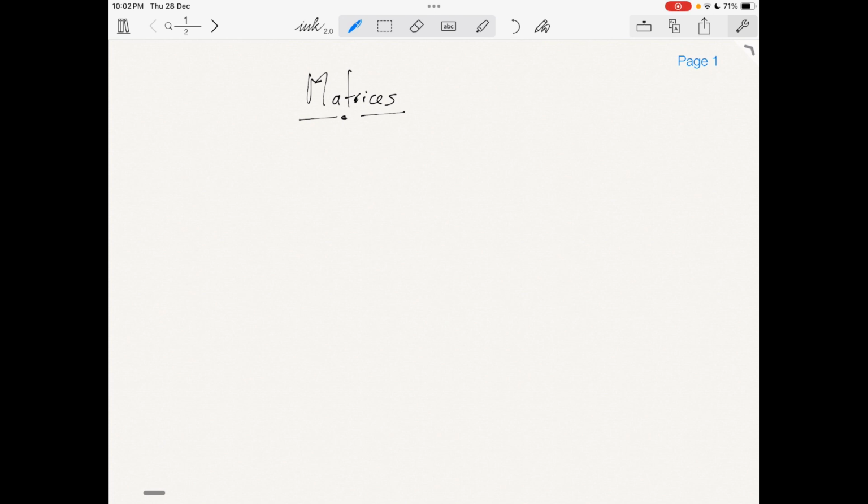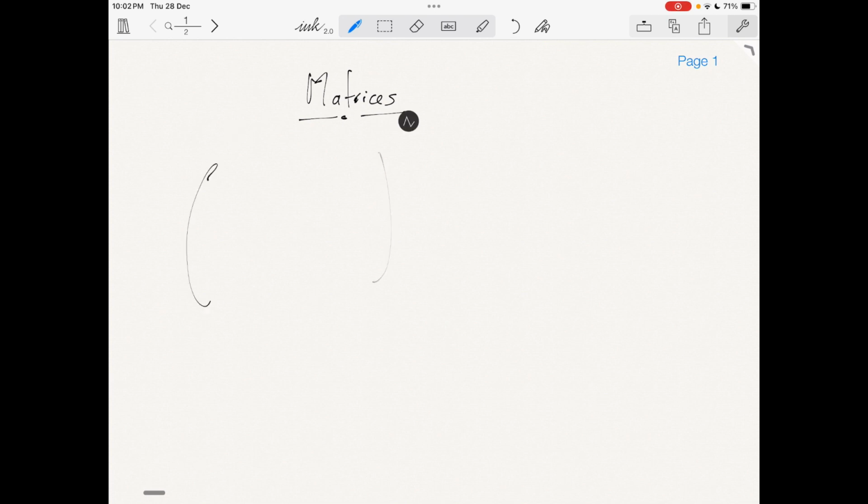A matrix is simply an array of numbers. It can be real, it can also be complex numbers, and they can be arranged in rows and in columns. So that means in a matrix we have a row number and we also have a column number. It's always written in a rectangular array.